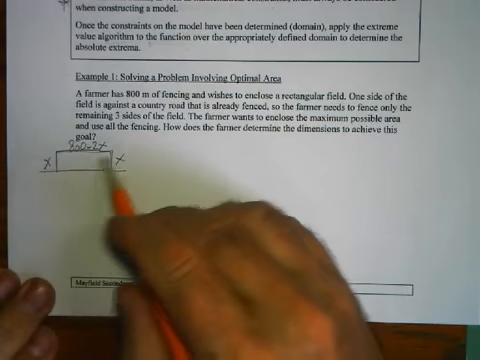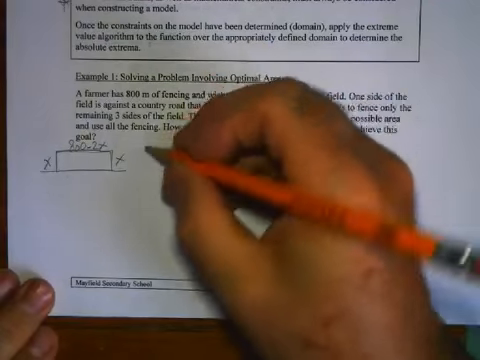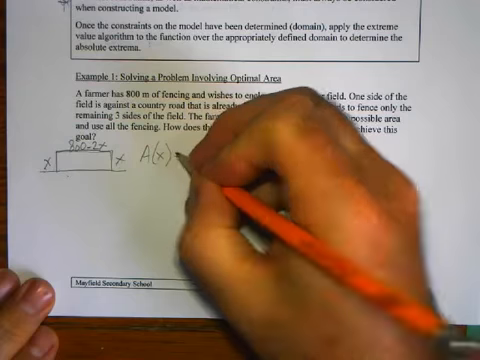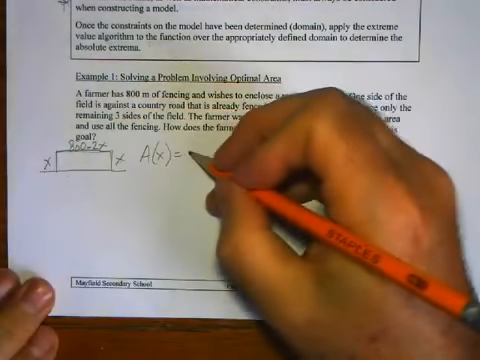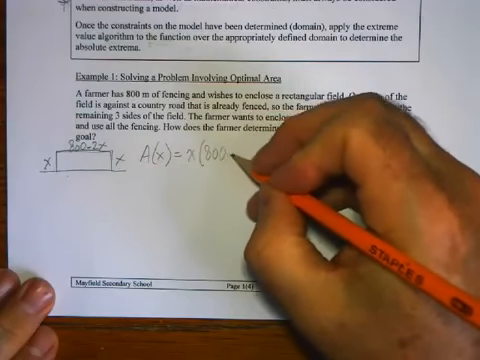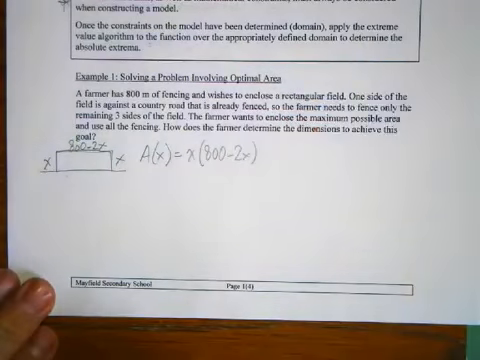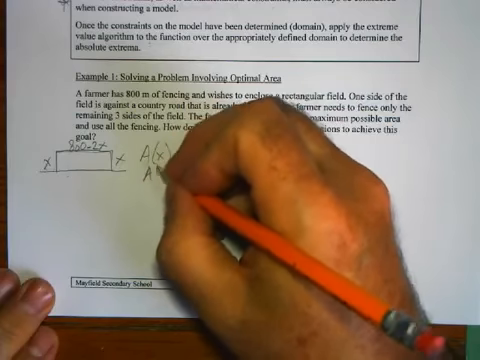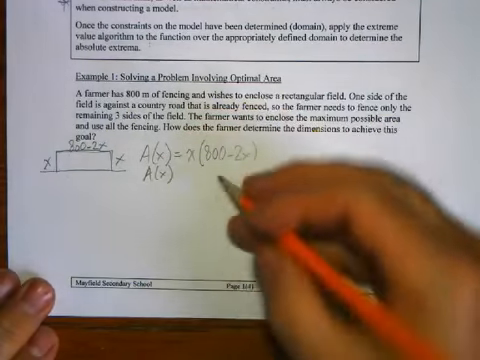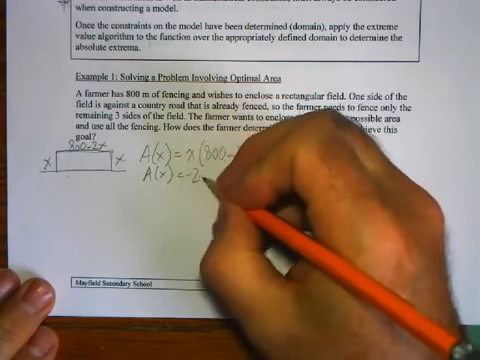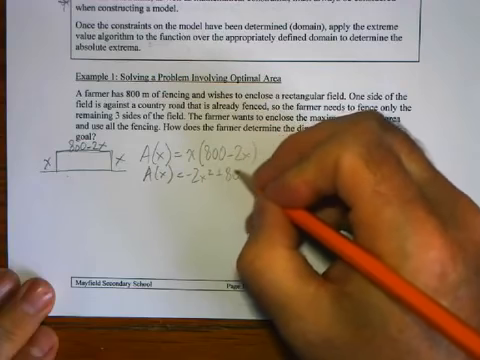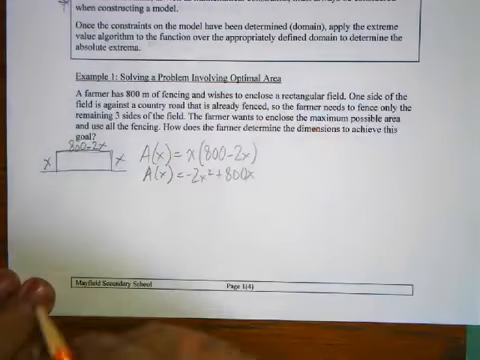So we're trying to maximize area, so that means we should have an area function. So the area based on x is just the length times the width, which is x times (800 minus 2x). If we expand this, you're going to get negative 2x squared plus 800x. So there's the area function.